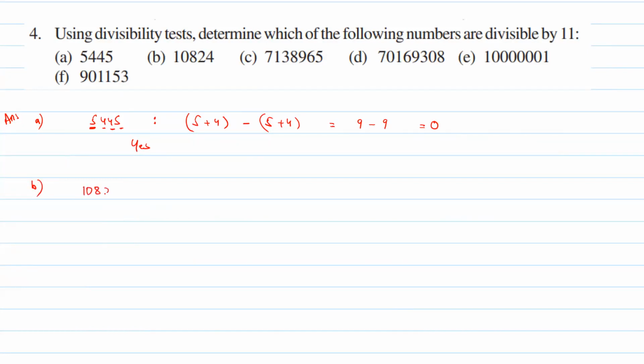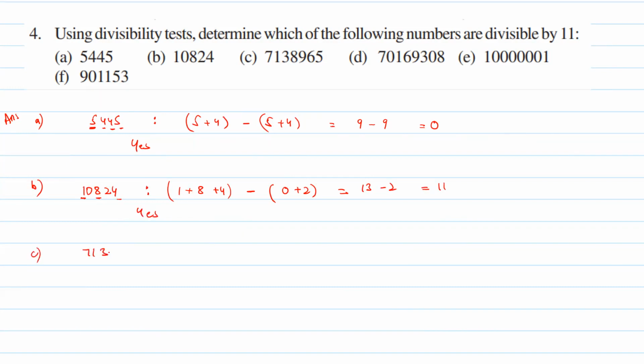Next is 10824. Add the odd number places, like 1 plus 8 plus 4, and then minus the sum of even number places, 0 and 2. It will be 0 plus 2. So it is coming out to be 9 plus 4, 13 minus 2, which is 11. So yes, it is also divisible by 11.